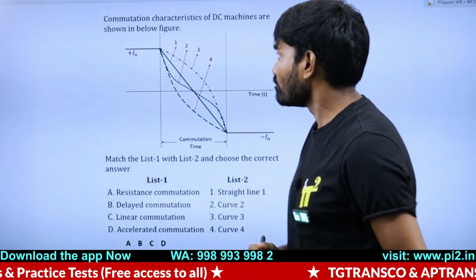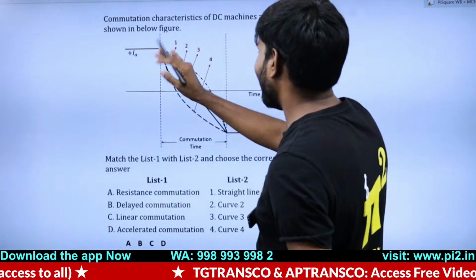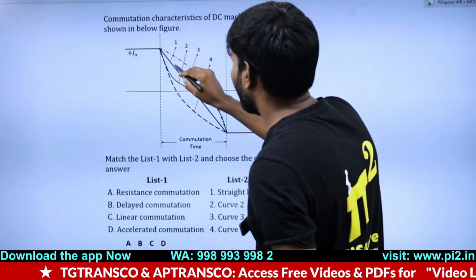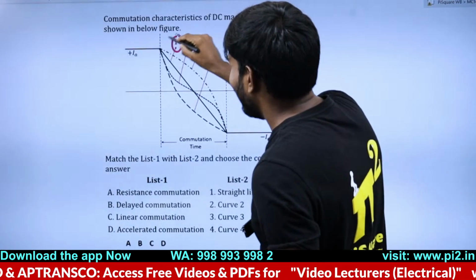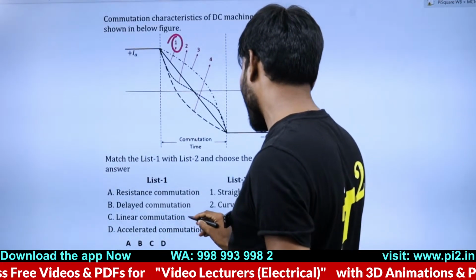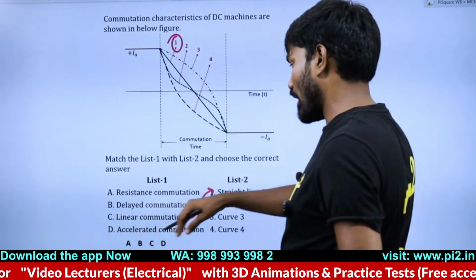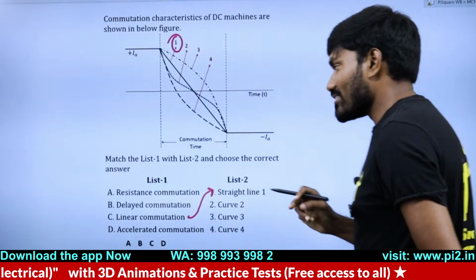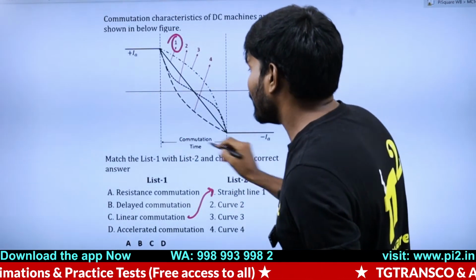Okay, guys. Commutation characteristics of a DC machine are... So there are different commutation curves we have come across. And definitely this curve 1, which is very nice and linear, is linear commutation. Out of all of these, this is linear commutation, straight line 1. You don't have to look at the options because you can map it here. C is to 1. Now resistance commutation, because of the resistance commutation, you will get within the commutation time.